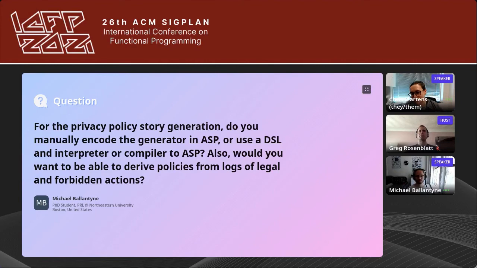Because we're encoding privacy policies right now directly as logic programs in ASP, or as constraints over the set of possible stories you can tell, we don't have a DSL for describing privacy policies, I guess I should say. I see. Okay, now it makes sense. That part would be a challenge, yeah, or we would have to do that a different way. Right. Cool. Thanks for the question. That's a cool idea.